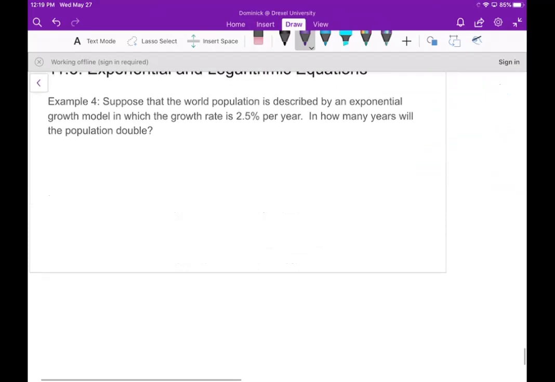Okay, so the next example, suppose that the world population is described by an exponential growth model in which the growth rate is 2.5% per year. We want to know in how many years will the population double, okay? Now, remember from a previous video, the exponential growth equation is q of t is equal to q0 times e to the kt. Now here we have that our growth rate is 2.5%, so that means that k is 0.025.